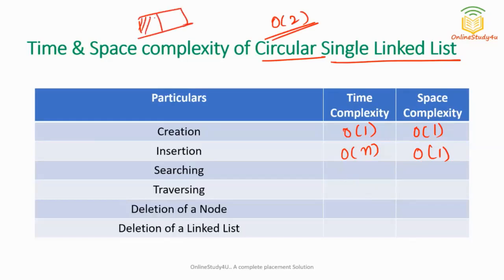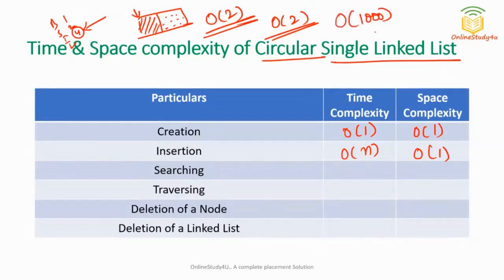Because we are taking two memory locations. The first memory location is for the data. The second memory location is for the reference of the next node. But still, even if we say big O of 2, or suppose if it is int, what is the size of int? 1, 2, 4 bytes, so 4 bytes. Even then you can see it is a constant value. For a constant, even if it is big O of 1000, we will consider it as big O of 1 only.